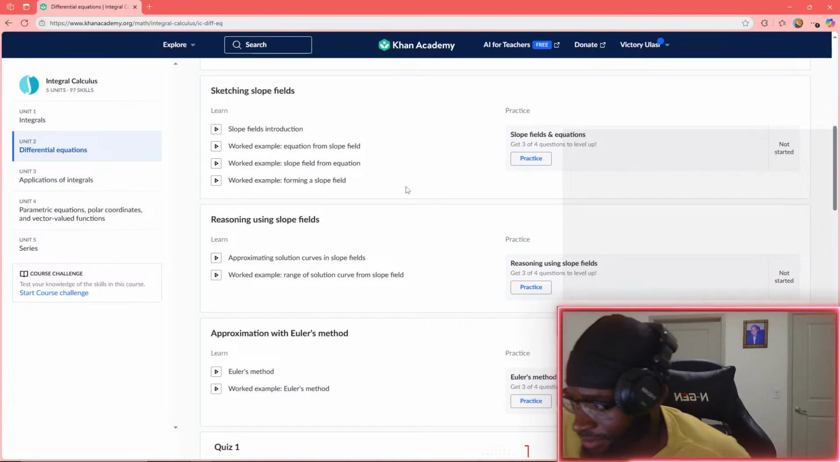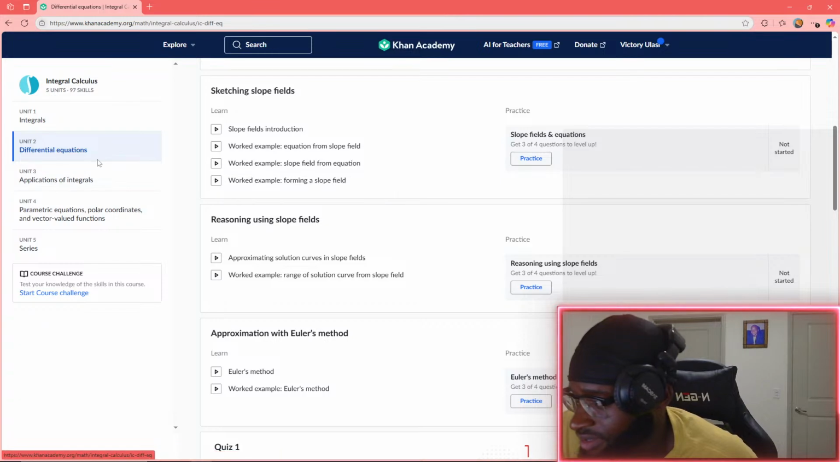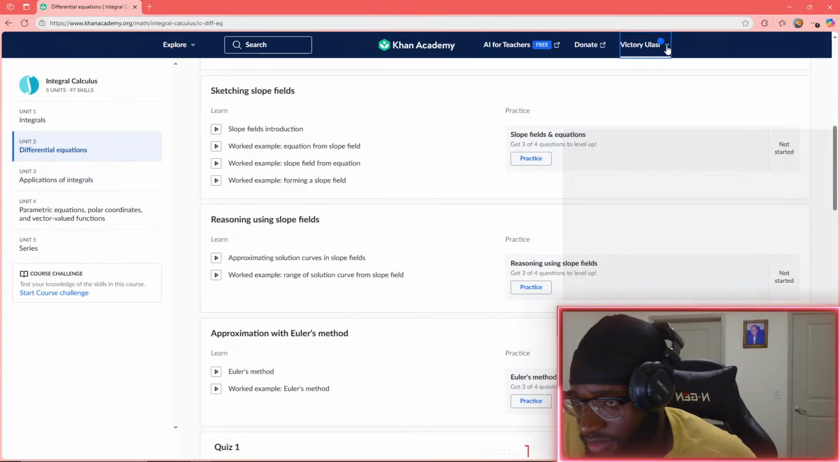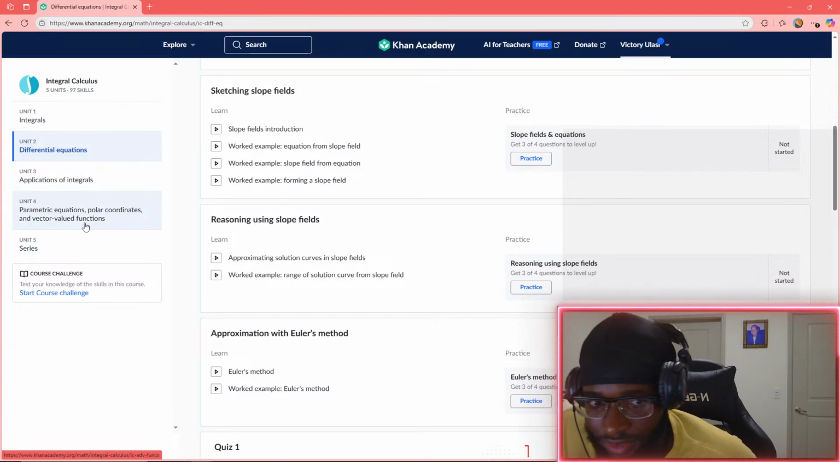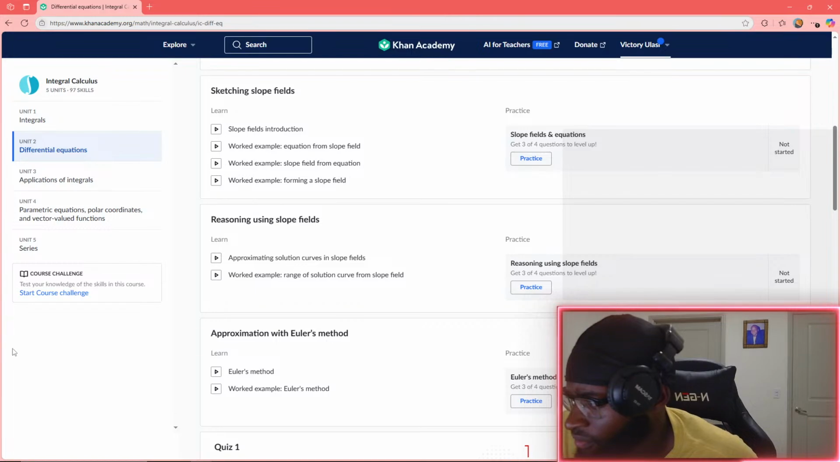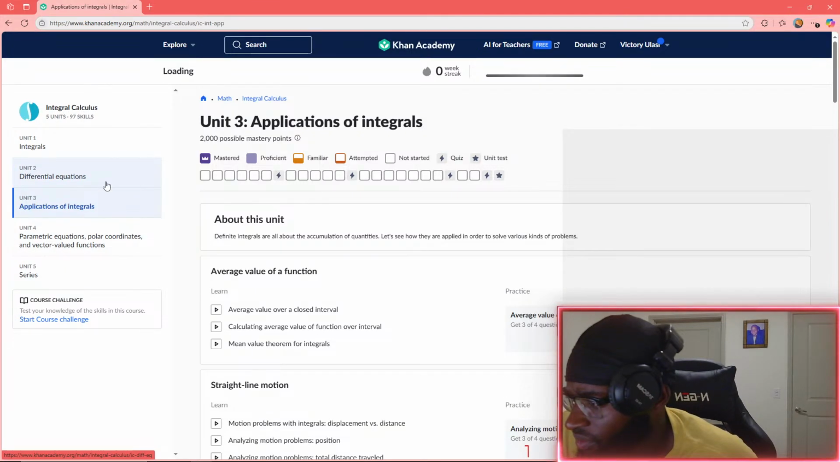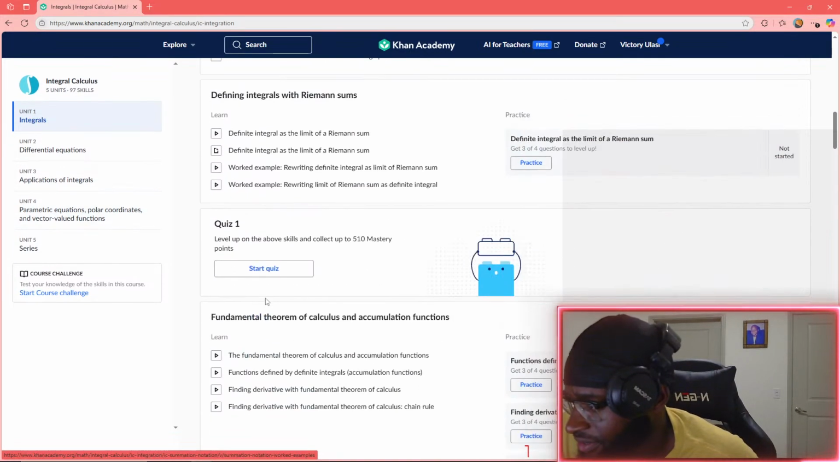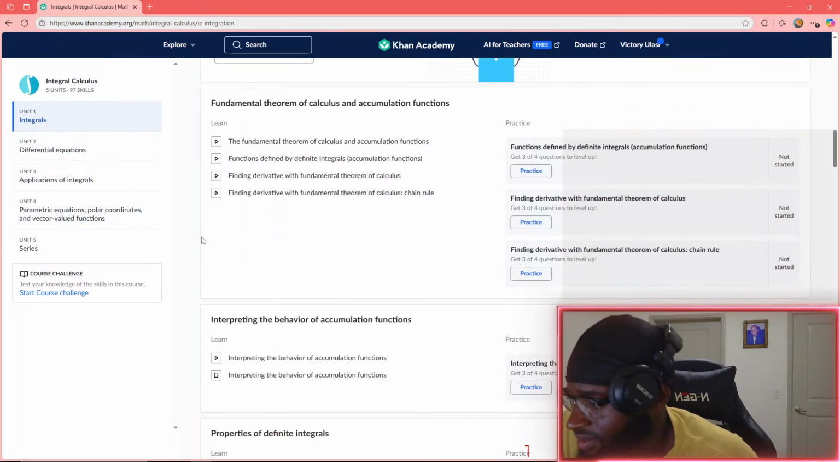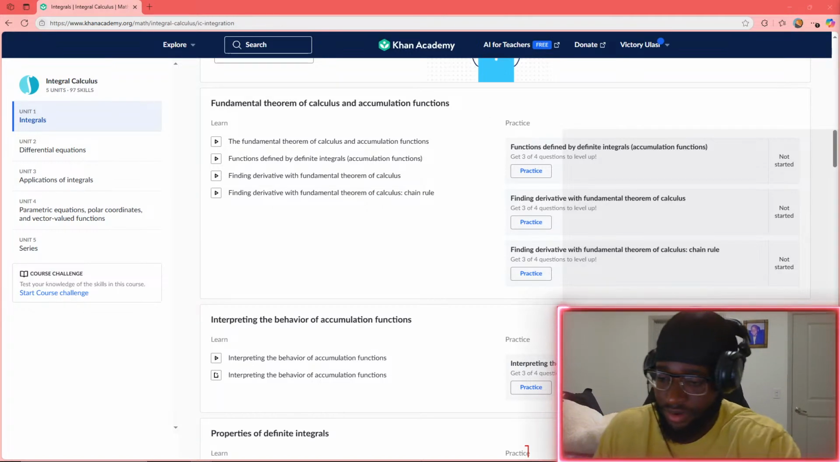I think it's free for everyone. I'm pretty sure Khan Academy is free because it's a non-profit. So they allow you to donate, but you don't have to pay for a membership. So yeah, this is what I need: the application of integrals, not the... What's a Riemann sum? I don't remember.